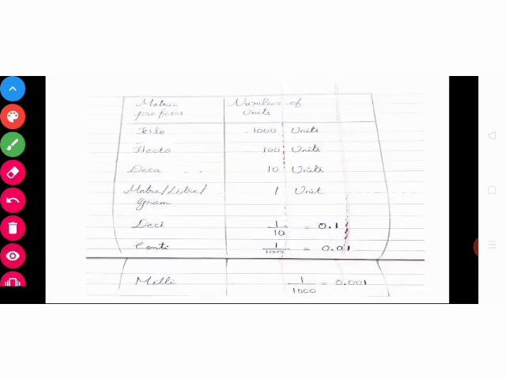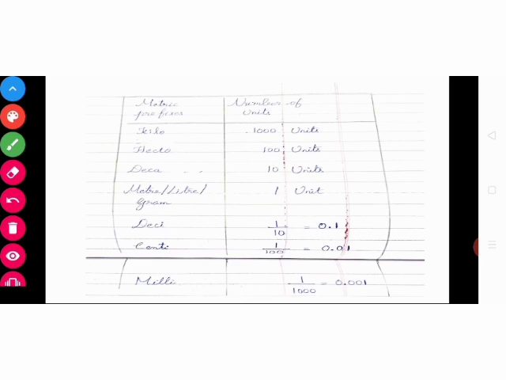Look at the tabular column. Metric prefixes and number of units is given. Kilo is 1000 units. Hecto is 100 units. Deca is 10 units. And meter, liter, gram are standard units. That means it is equal to 1 unit.